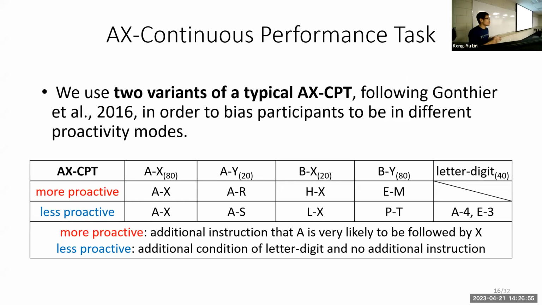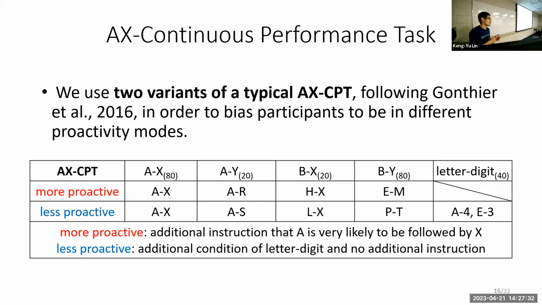Our design is a bit different from a typical AX-CPT, but the idea is the same, right? So we created two versions of the AXCPT, the more proactive version and the less proactive version. For the more proactive version, we have additional instruction to the participants, telling them that A is very likely to be followed by X. So by this instruction, we are hoping to bias participants to expect X more so that they can be more proactive during the experiment.